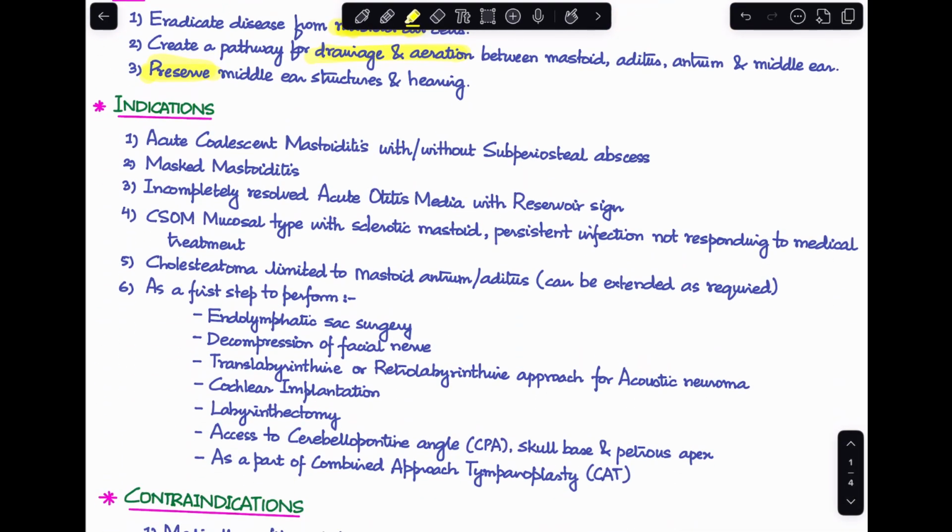Next, we need to know what are the indications of cortical mastoidectomy. The first kind of indication is when there has been an involvement of the mastoid in a disease. For example, one would be acute coalescent mastoiditis with or without the presence of any subperiosteal abscess. Second would be the second type of mastoiditis, which is masked mastoiditis. Third is any case of acute otitis media.